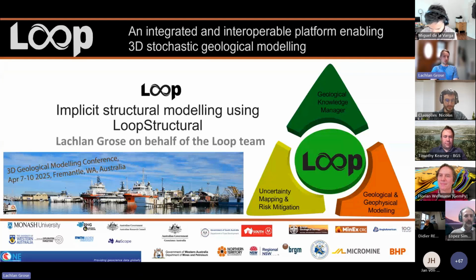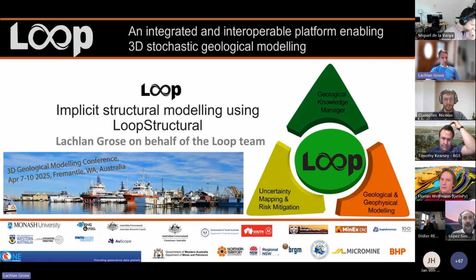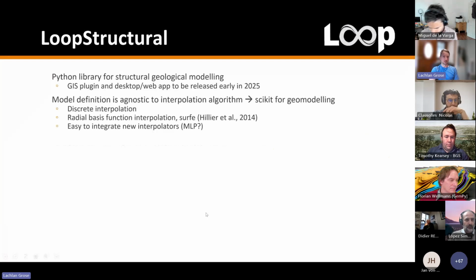So what I want to talk about today is Loop, the 3D modeling framework. The Loop project has various aspects, going from deconstructing maps, managing knowledge, geophysical inversions, uncertainty mapping and risk mitigation, and also the geological modeling side of things. So I'll focus on the geological modeling, and that is in Loop Structural.